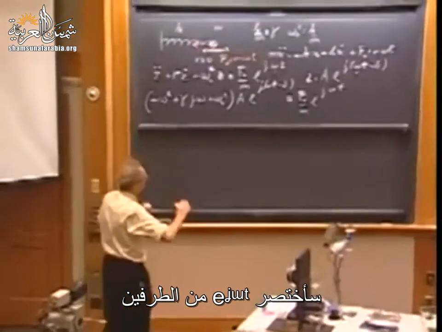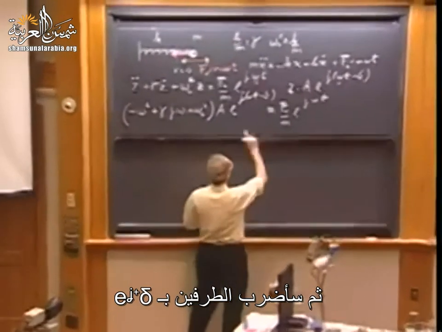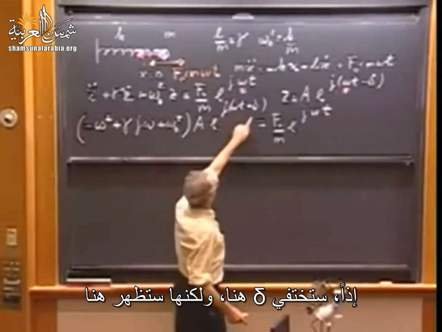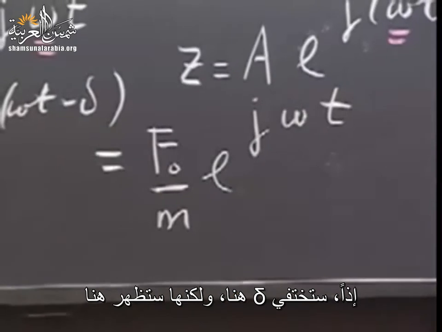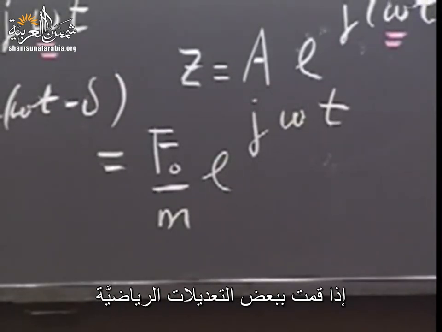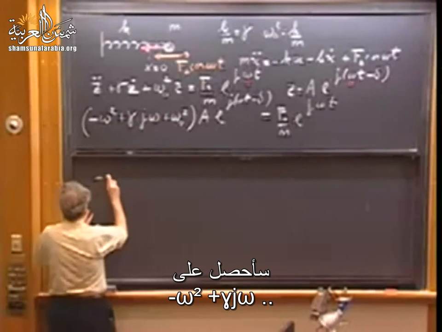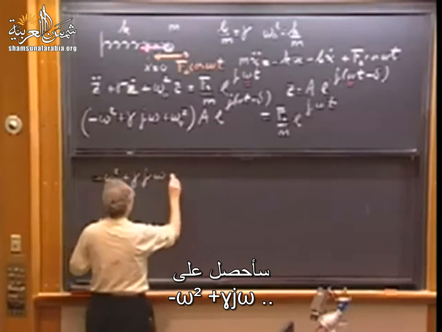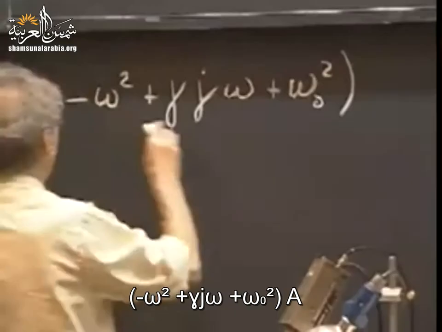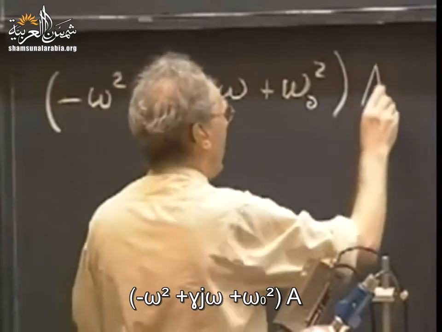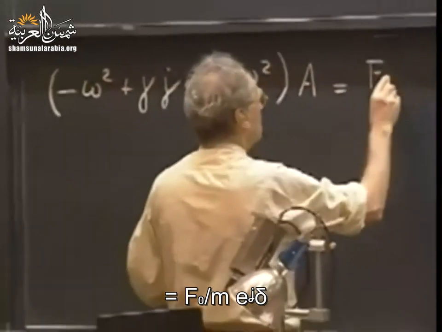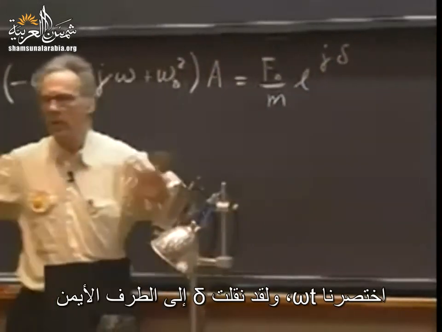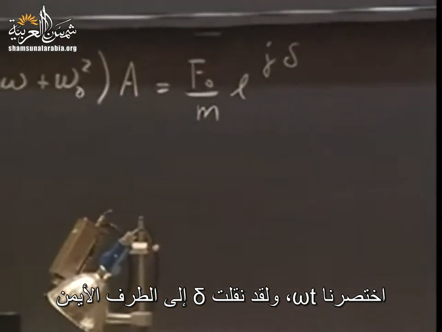So I lose my e to the power j omega t, and I'm going to multiply both sides by e to the power j delta. So I lose my delta here, but it appears then here. And if I make that simple algebraic change, we're going to get minus omega squared plus gamma j omega plus omega 0 squared, that multiplied by A must now be equal to f0 divided by m times e to the power j delta. Because e to the power j omega t is gone, and I've moved the delta to the right side.